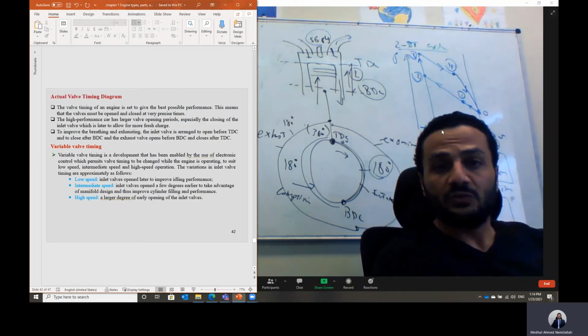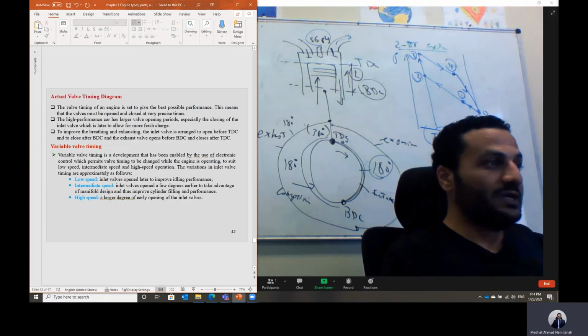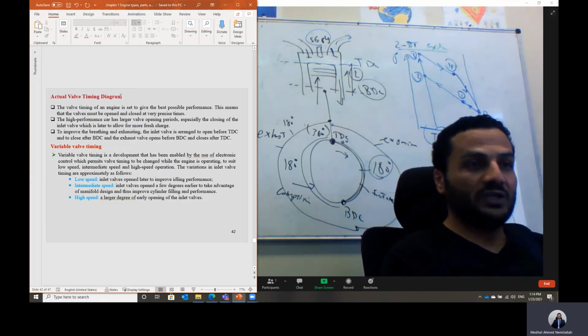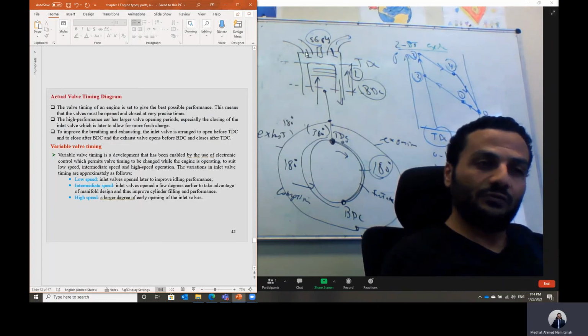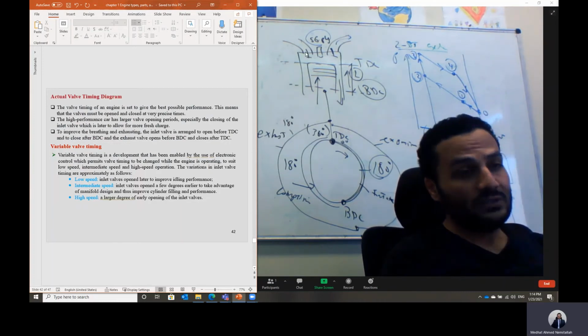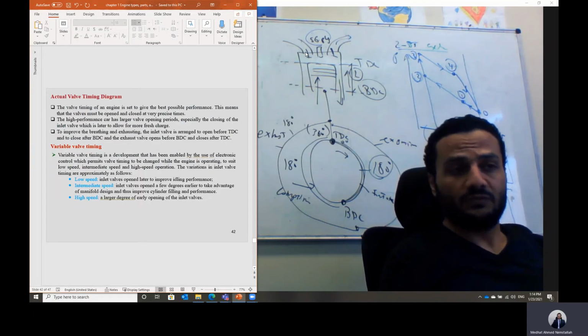This is the main difference between 4-stroke and the 2-stroke. So what about if you have the actual valve timing diagram? If the engine is running at low speed, then the intake valve will be opening the same opening like when the engine is working at high speed. So what is the difference in this case?